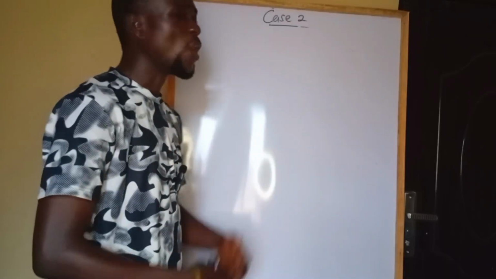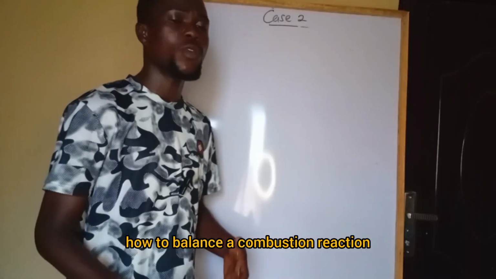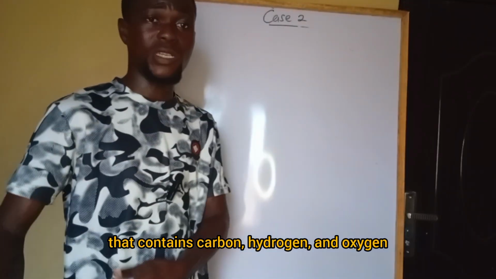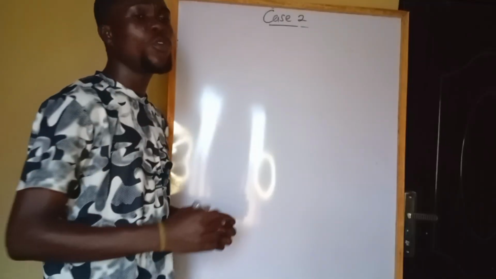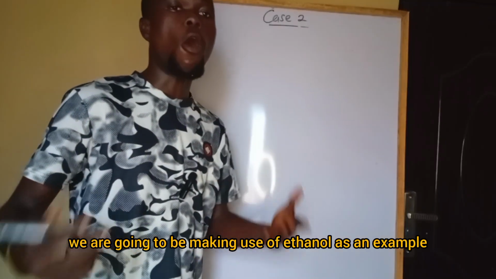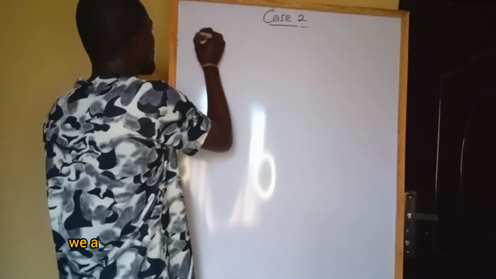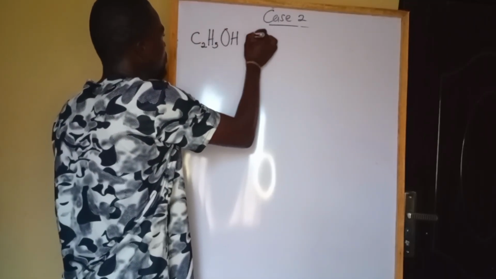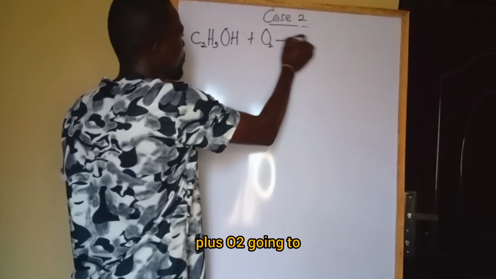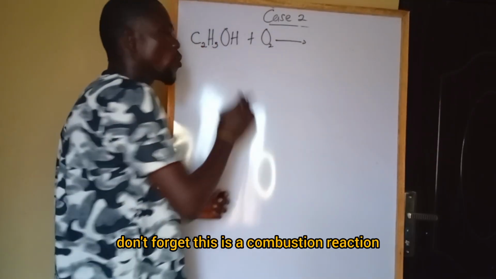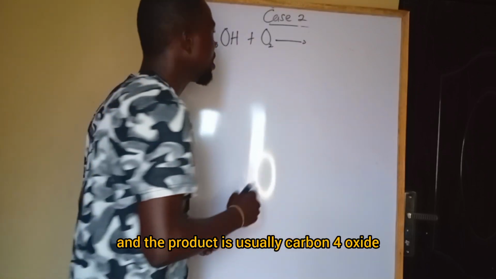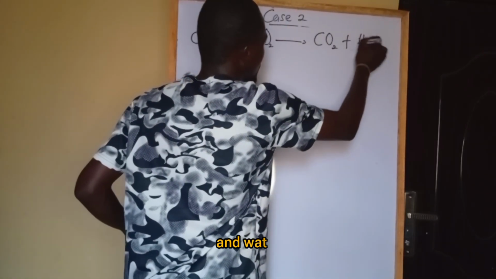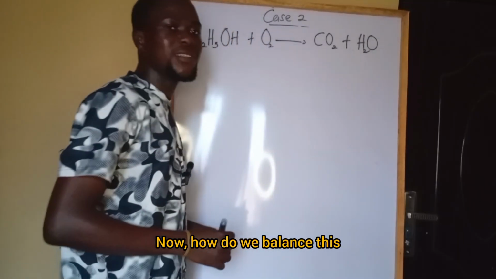Now, in this case, I'll show you how to balance a combustion reaction where an organic compound is involved. That is a compound that contains carbon, hydrogen, and oxygen. We are going to be making use of ethanol as an example. C2H5OH plus O2 going to, don't forget this is a combustion reaction and the product is usually carbon dioxide and water. Now, how do we balance this?